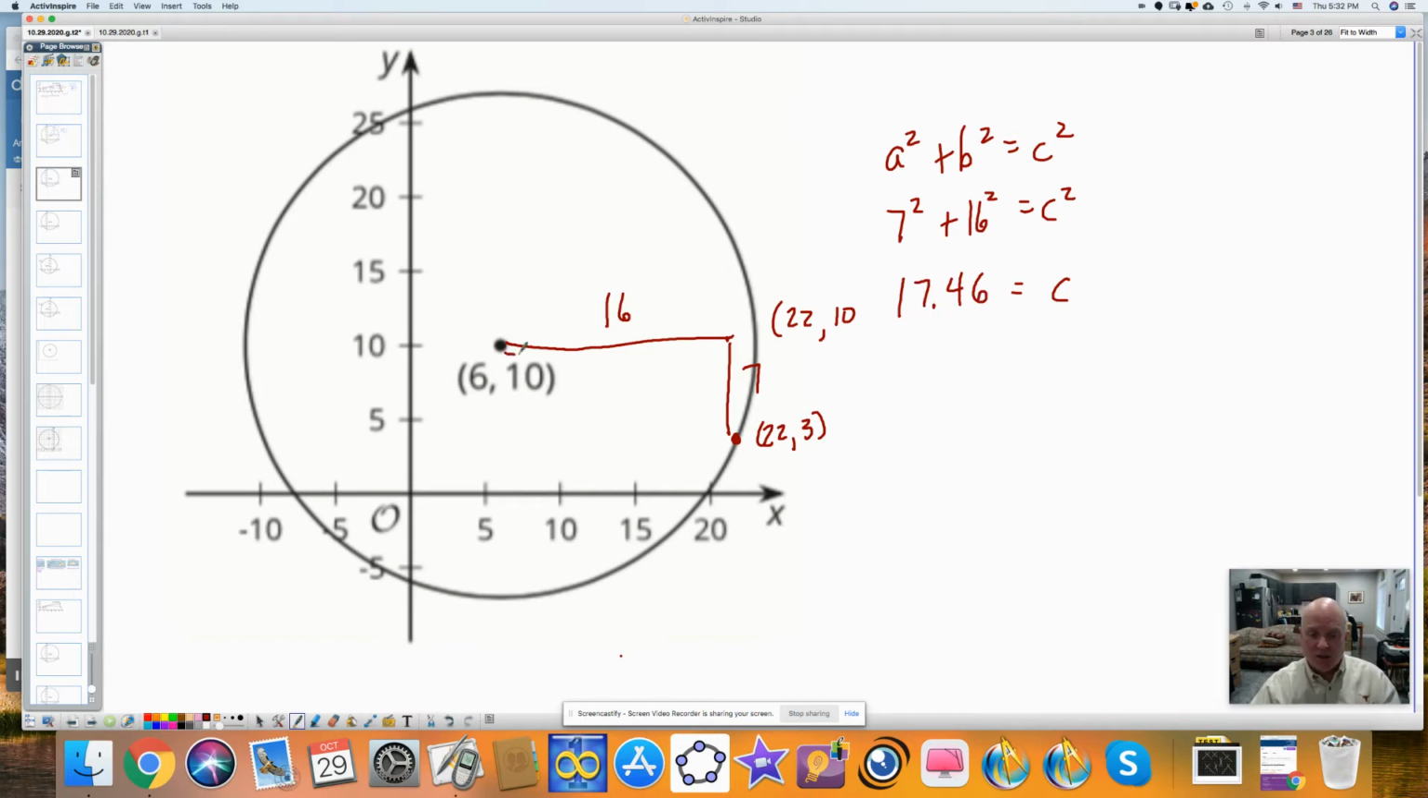No, it's not. This length is going to be longer. So 22,3 is going to be just a little bit off. It's not going to be on the circle. So this does not work because the radius is not 17.